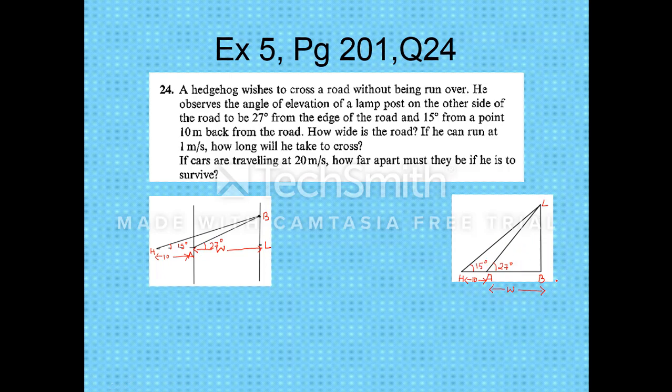Alright, so here again, I have two right angle triangles to work with, and in both the right angle triangles, LB is common. So let us consider the first triangle, triangle LAB. I can say tan 27 degrees, we know the tangent ratio, will equal LB divided by W, which is the width of the road. So in other words, I can say LB will equal W tan 27 degrees.